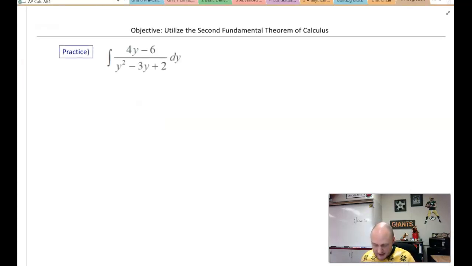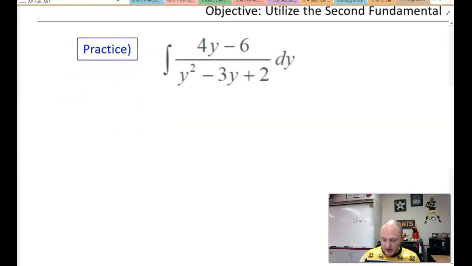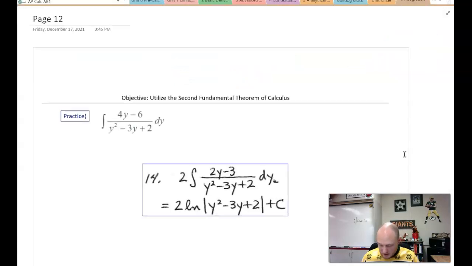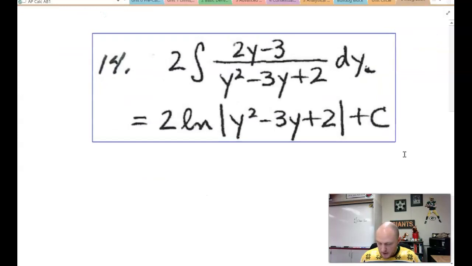All right, here is a practice problem. Go ahead, pause the video, and try this one. All right, hopefully you went ahead and tried this one and noticed that your denominator, the derivative of that is in your numerator, 2y minus 3. All you have to do is go ahead and multiply that by 2. Multiply that by 2. Okay, there's your answer.